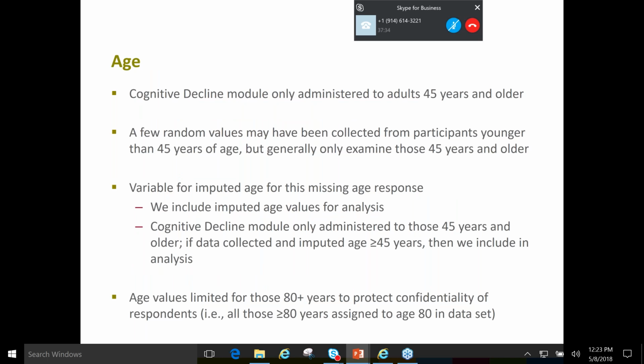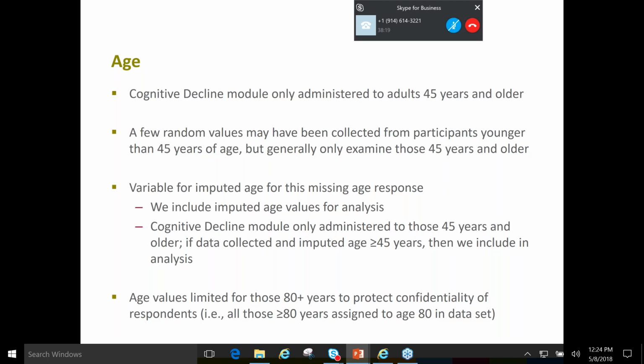So with respect to age, we administer the cognitive decline module only to adults 45 years and older. BRFSS, as Valerie had mentioned, is administered to all U.S. adults 18 and older, but we limit the cognitive decline module to adults 45 and older because we feel that's the most efficient. That's really a focus on middle-aged and older adults that would be most affected by cognitive decline. Again, like with the state value, occasionally there are a few random values that may have been collected from participants younger than 45 years of age, but generally we only include those participants 45 years and older.